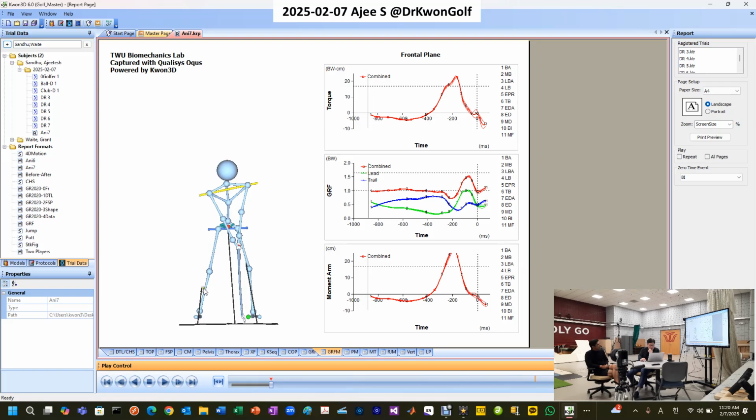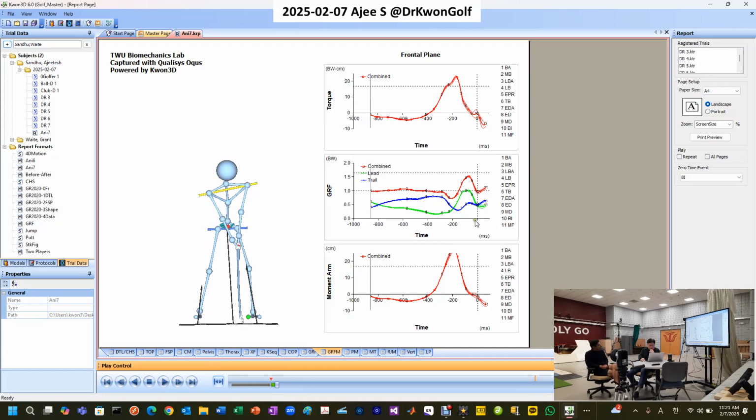So here you will see 3 arrows. These are the forces coming from the ground that we measure using the force plates. These are called the ground reaction force. And this is the combined force.